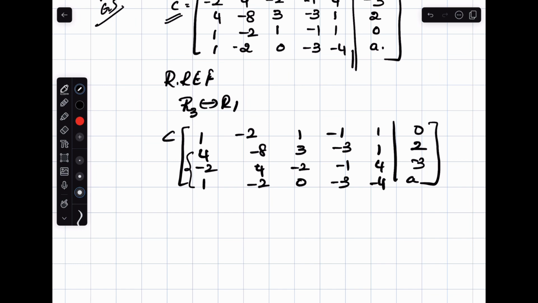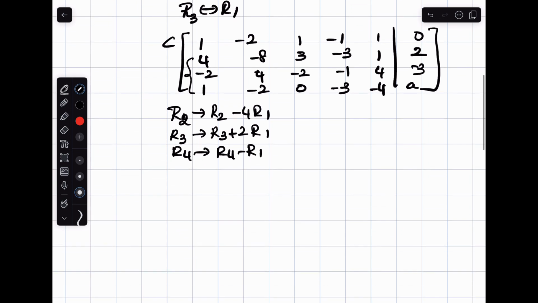Now I have to make this 4, minus 2, 1 as 0. So apply the row transformation. R2 changes to R2 minus 4 times R1. R3 changes to R3 plus 2 times R1. R4 changes to R4 minus R1. So when you apply that, you will get the matrix as this.